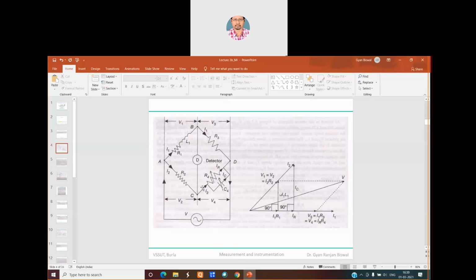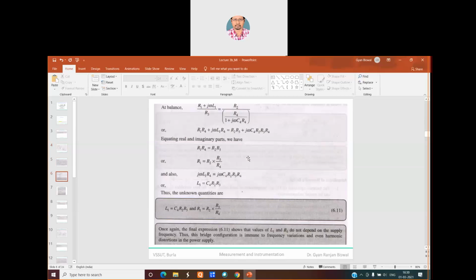Now I am assuming that you apply the balancing condition with the help of the null detector or galvanometer. Once you achieve the balancing condition, the current passing through the AB arm is equal to the current passing through the BD arm. Similarly, the current passing through the AC arm, I2, will be equal to the current passing through the CD arm. When you apply the balancing condition, this is the standard equation you get, because R1 is in series with L1 in arm 1, and in arm 4, R4 is in parallel with C4. So you modify this equation.